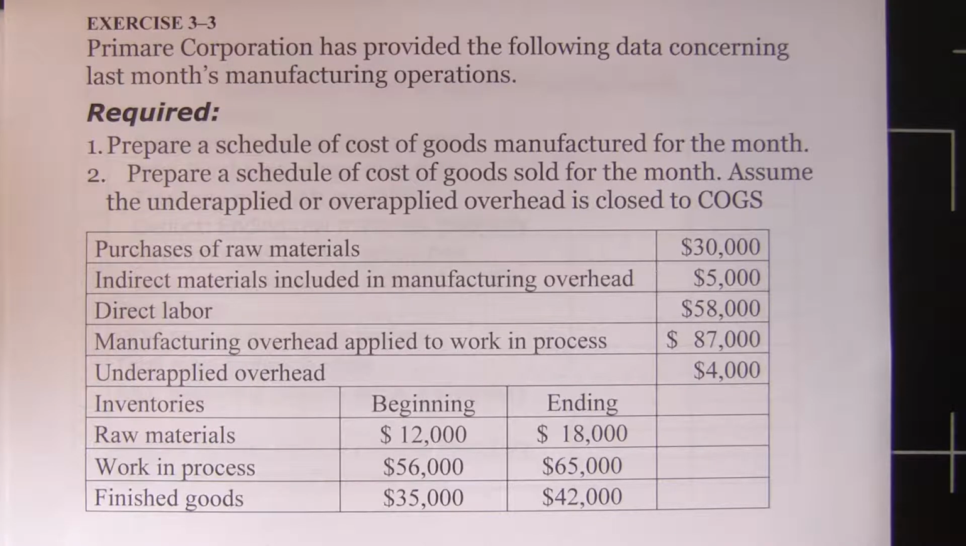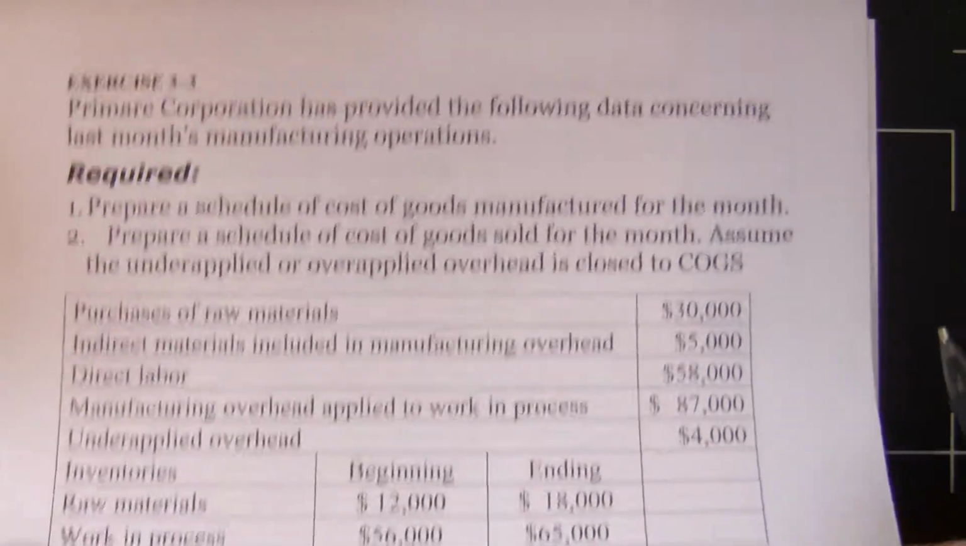Chapter 3, Problem 3 is asking us to do two things. Prepare a schedule of cost of goods manufactured and then prepare a schedule of cost of goods sold. The schedule of cost of goods manufactured is very similar to what you have done in Accounting 1. The difference is now we're looking at what we made, the cost that we added to the period. So, let's start with what we need.